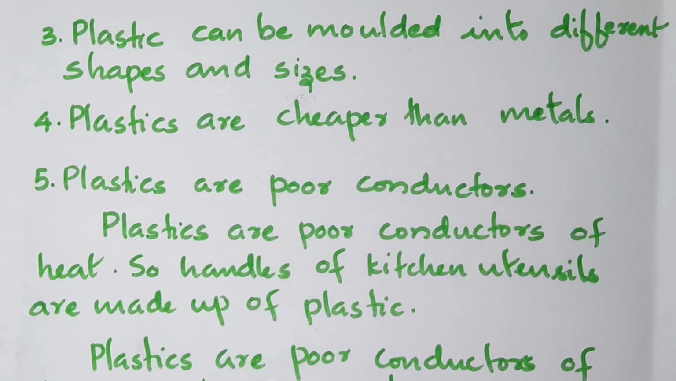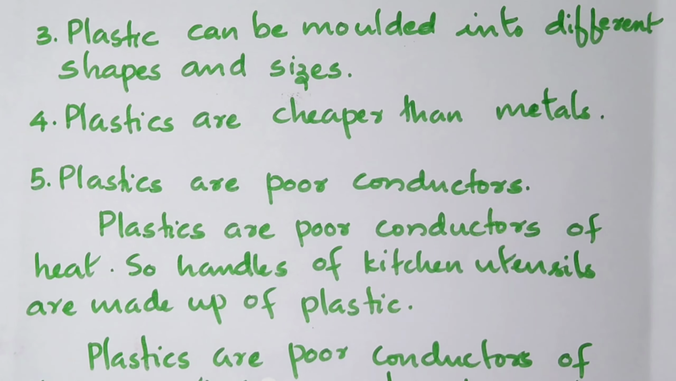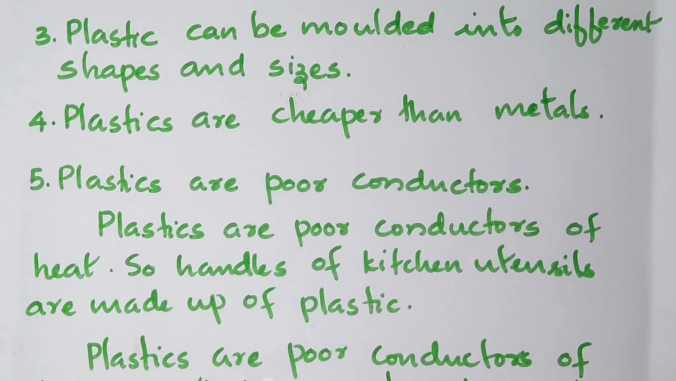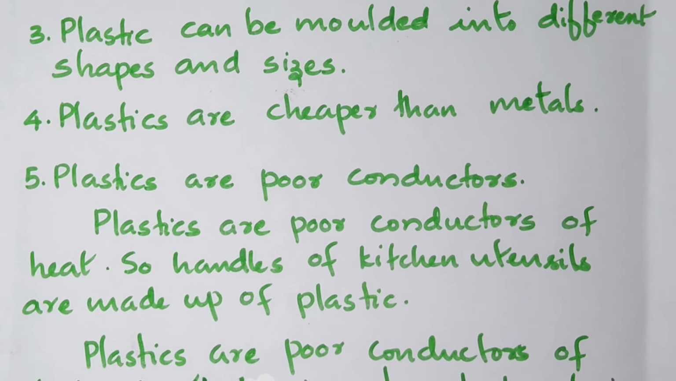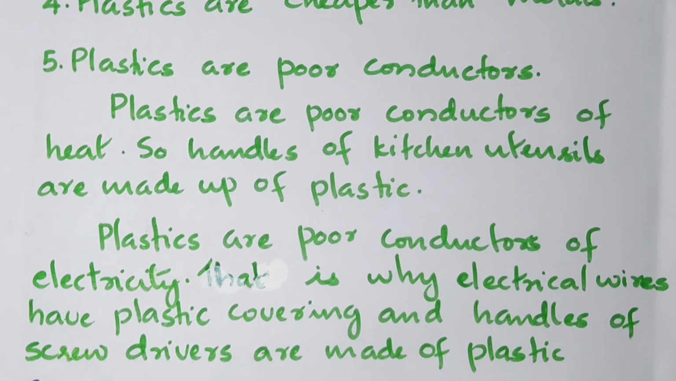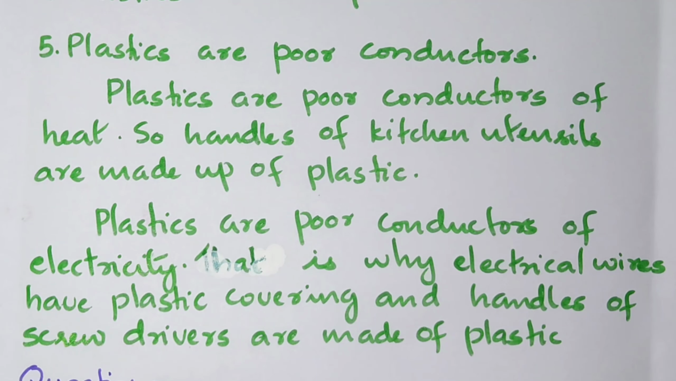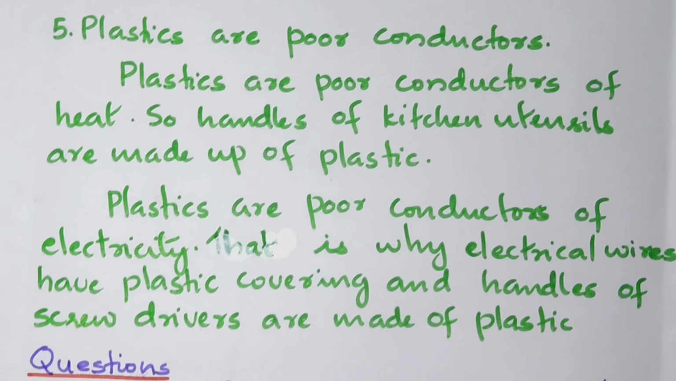Fourth, plastics are cheaper than metals. Fifth point, plastics are poor conductors. Plastics are poor conductors of heat, so handles of kitchen utensils are made of plastic. Plastics are poor conductors of electricity. That is why electrical wires have plastic covering. And handles of screwdrivers are made of plastic.